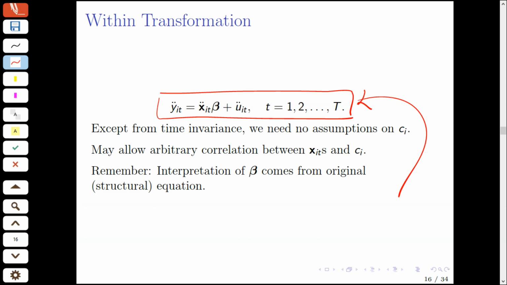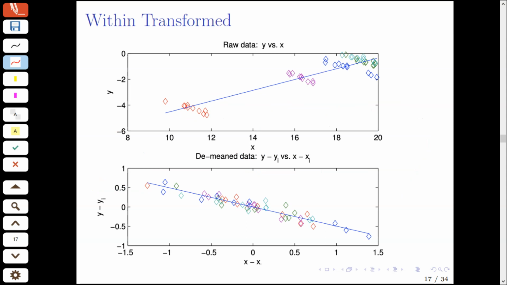At this point, it may be helpful to visualize what the within transformation actually does. So here I've simulated some data on X and Y, and scatter plotted the resulting observations. Here I've simulated data for a handful of individuals and for 10 time periods. Additionally, I've colored the observations according to which individual they belong to. For example, this cluster of red diamonds belong to the same individual.